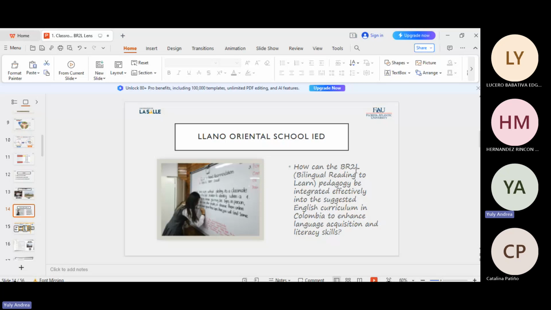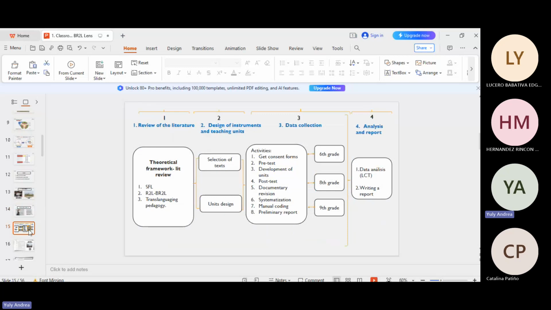So something that I want to point out here is that I'm articulating this pedagogy within the suggested curriculum. So I took into account the topics that are in the suggested curriculum, which are medio ambiente, sociedad, comunidad, global. I have forgotten some of them, but I will show you some examples of the units.